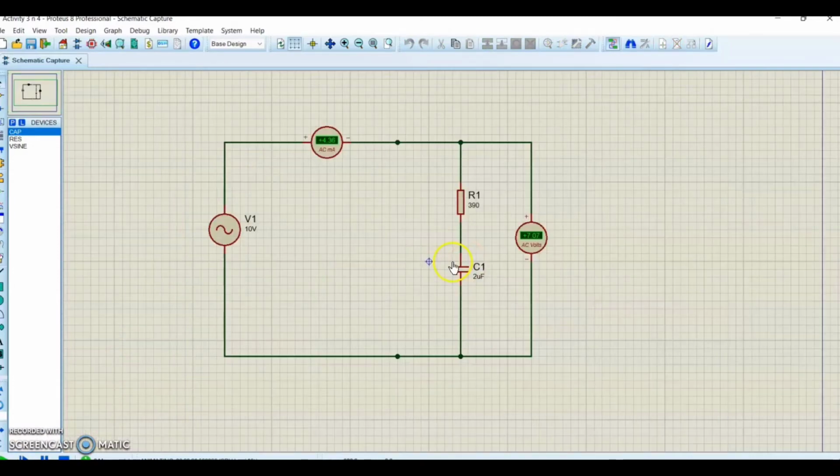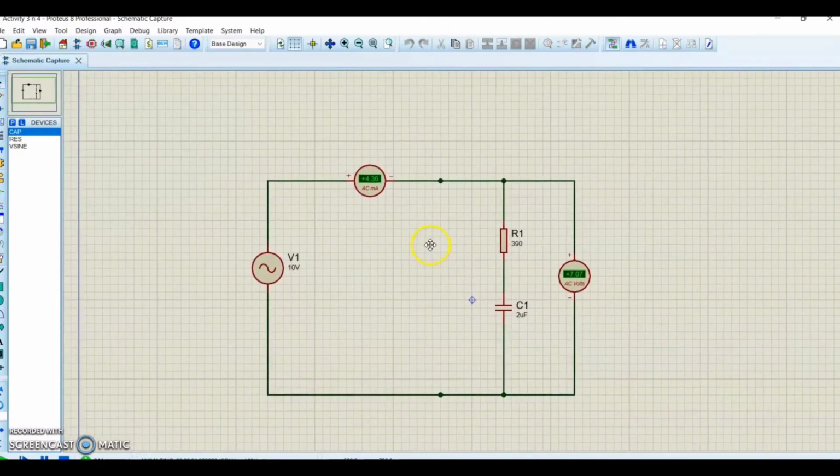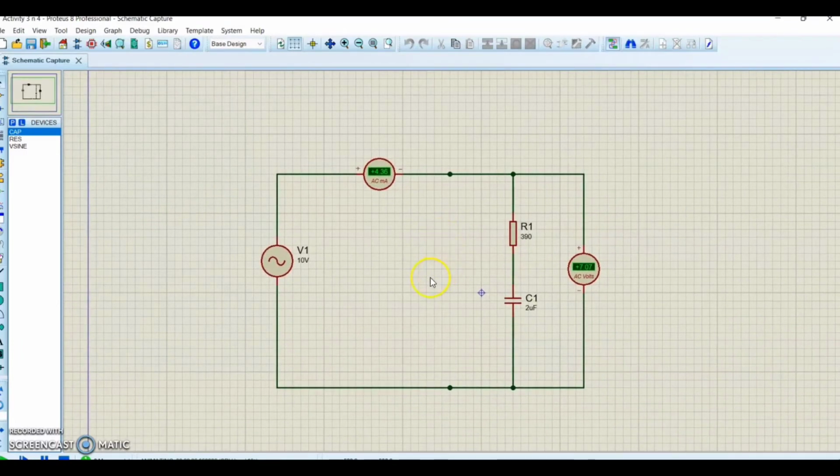As we can see here, the value of current that we got for the RC circuit for data port number 1 is 4.36 milliampere and 7.07 volt.